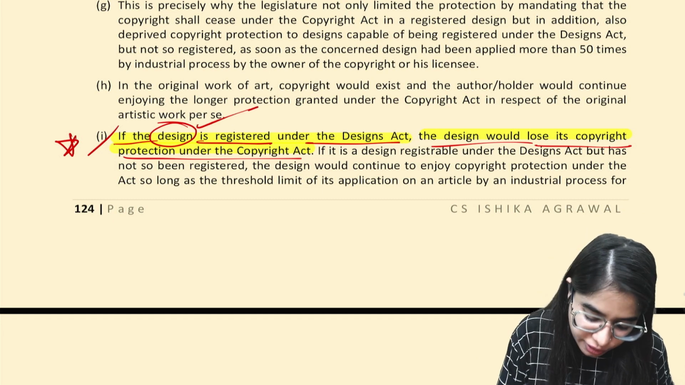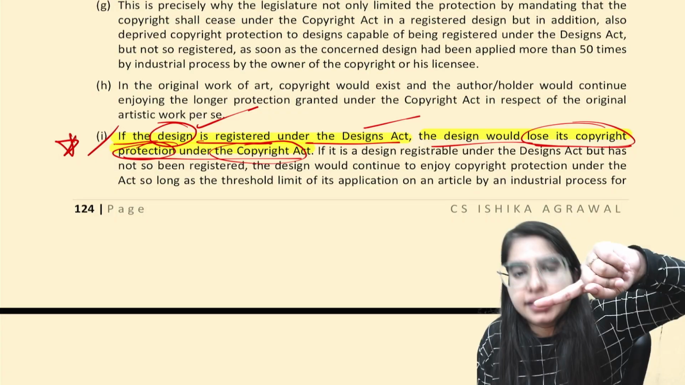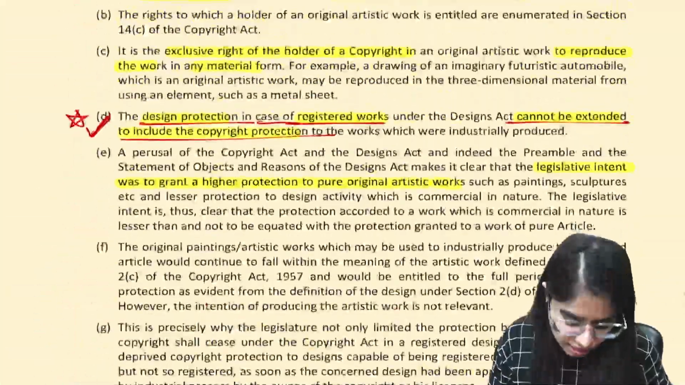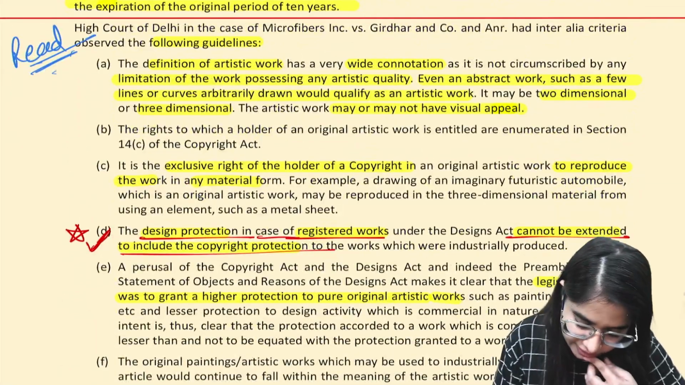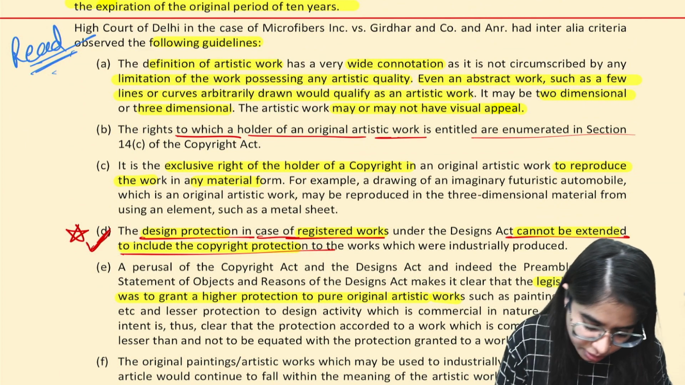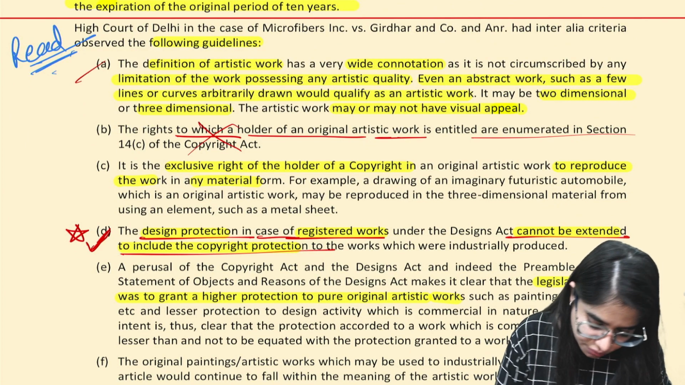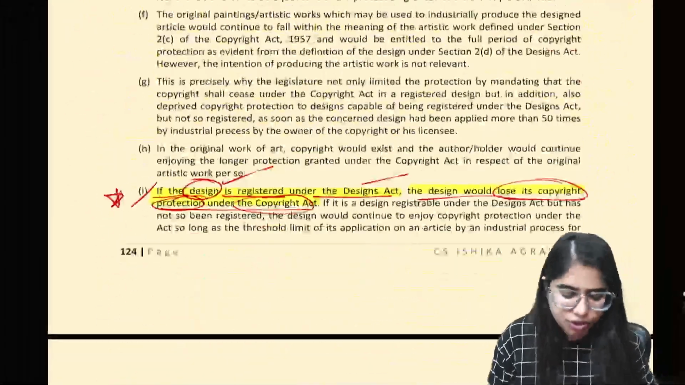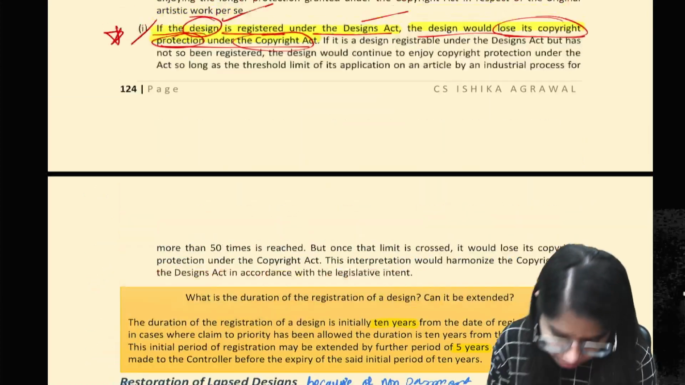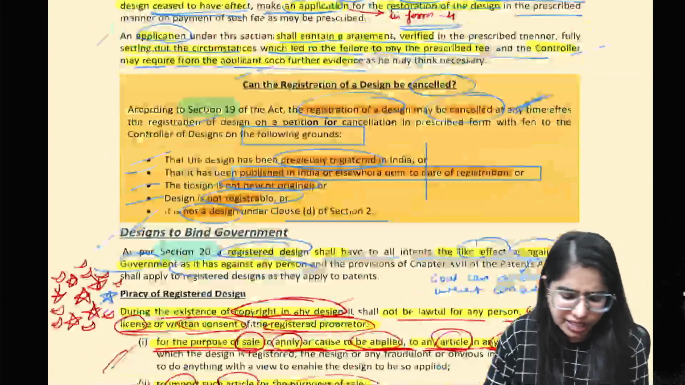These two points are similar. If a design is registered under the Design Act, it would lose its copyright protection under the Copyright Act. Are we clear with this? Yes, these things we have already taken. The remaining points you can just read over. Right to which holder of the original work and tales are enumerated. You can cut this point. First point we have already done. Other points you can just read over, not very important. We are done with this. This table is repeated, and with this we are done with the design chapter.